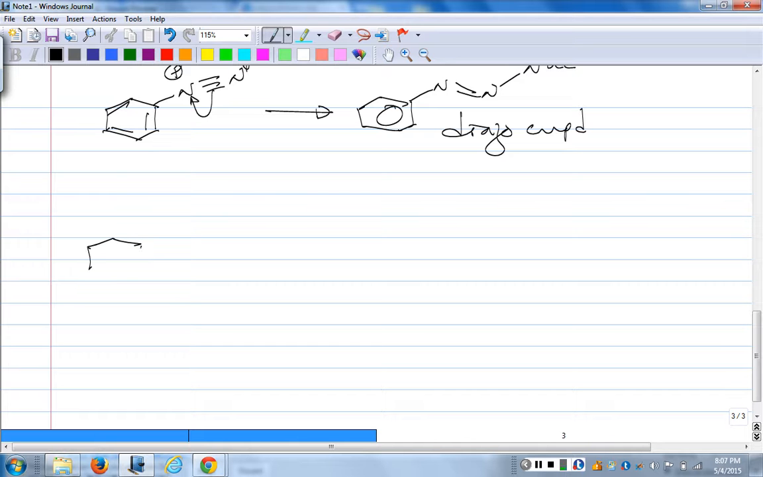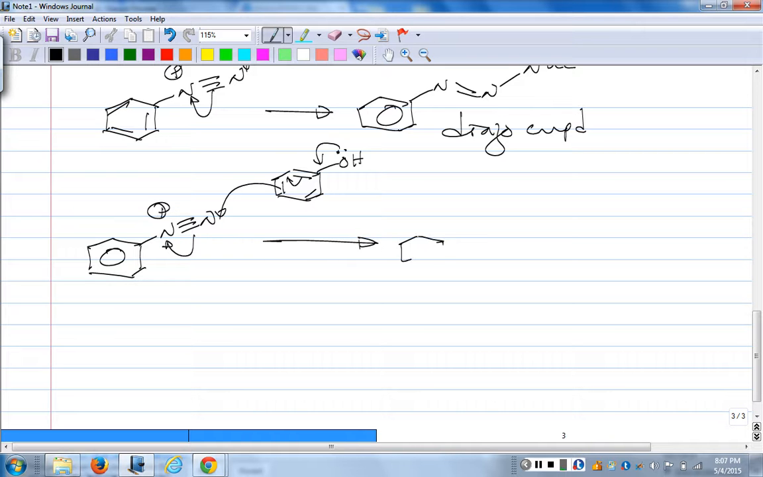So for example, if I take my diazonium ion and I treat it with a phenol, you know that the OH group is electron releasing. So now it'll attack the diazonium ion, and what we get is this species.